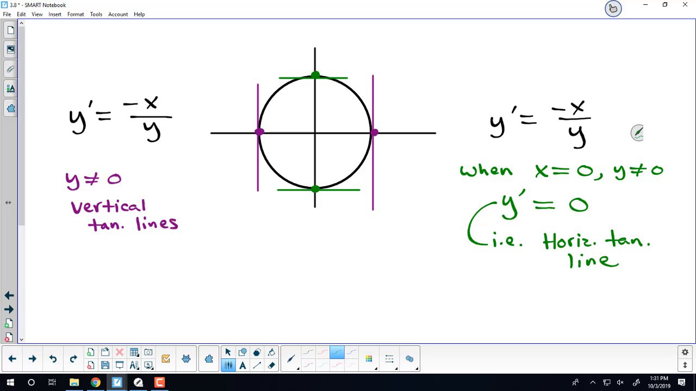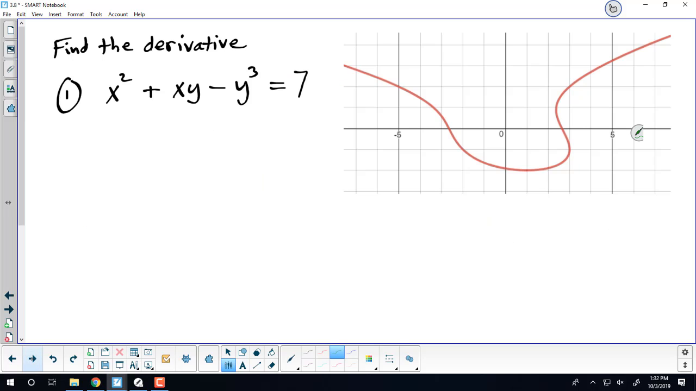Anybody have any questions? Okay then, so we'll find the derivative of this curve, x squared plus xy minus y cubed equals 7. So I want to take a few minutes to get that derivative.